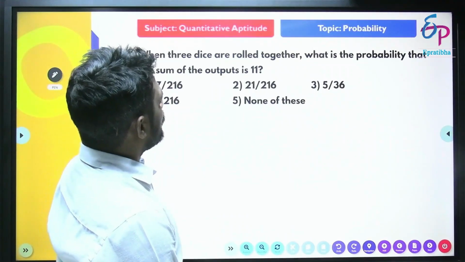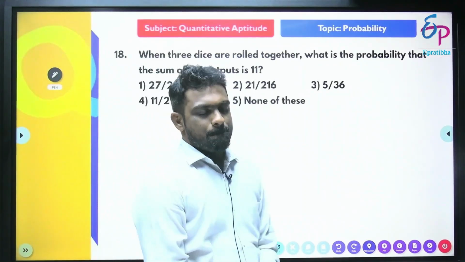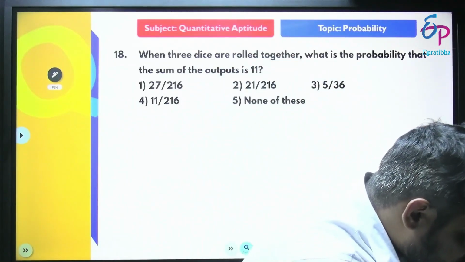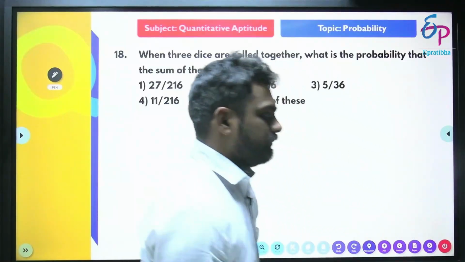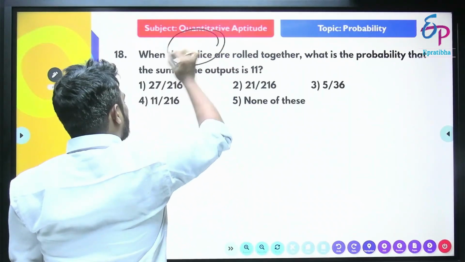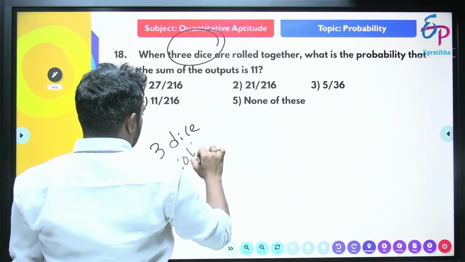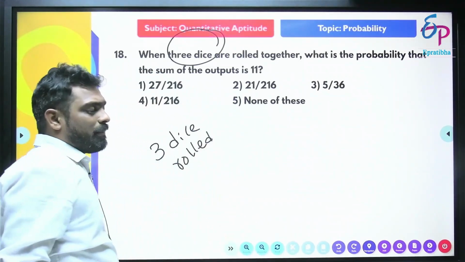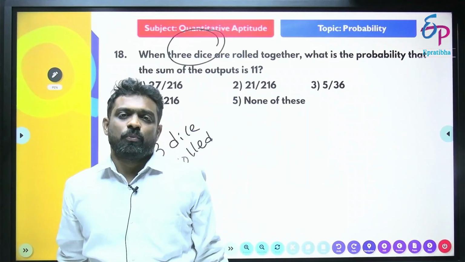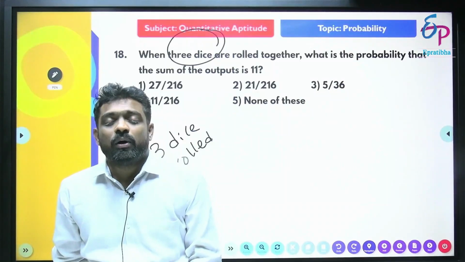When three dice are rolled together, what is the probability that the sum of the outputs is 11? That is the question for us. Whenever two dice are rolled, the total number of outcomes is 6 square, 36. When three dice are rolled, the total number of outcomes is 6 cube, 216, right?